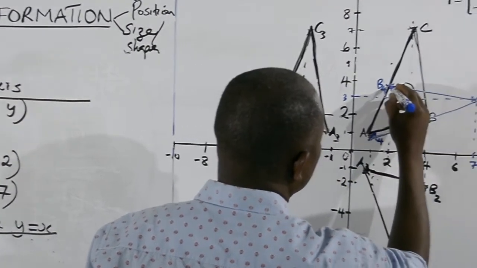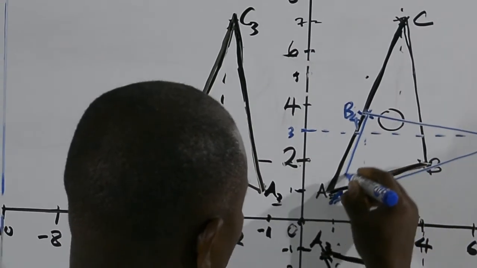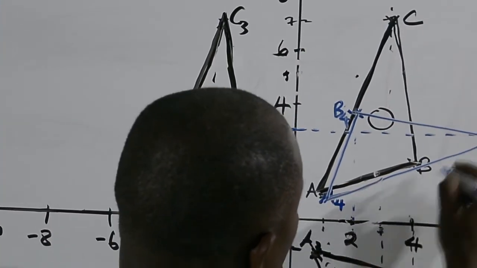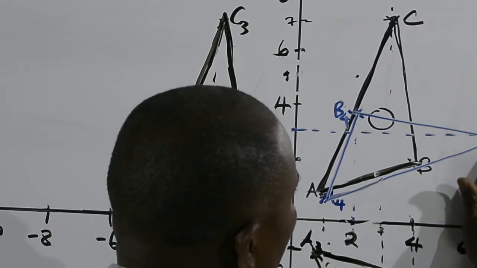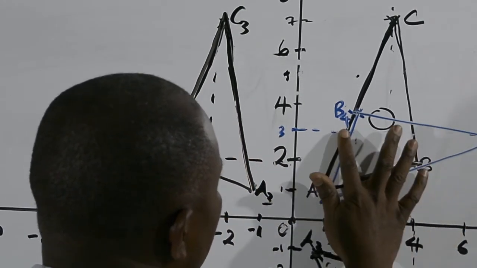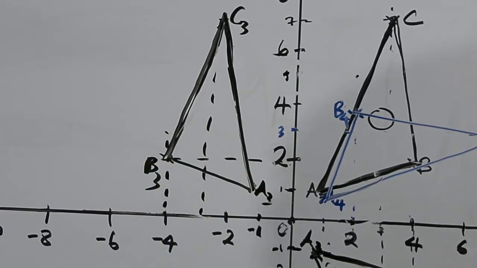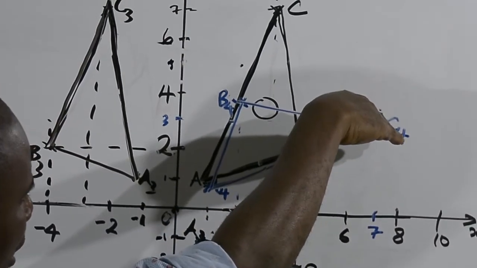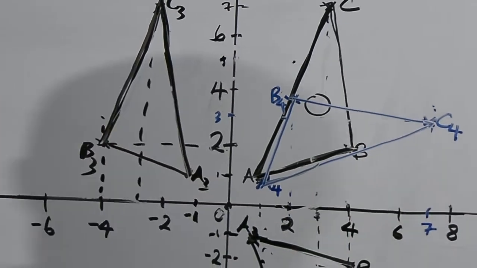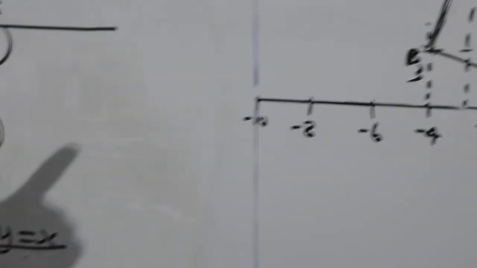So you see the pattern there. You have seen that the blue image there is showing the reflection in the line y equals x. So you have seen that it has symmetrically divided that triangle. C4 came that way, and you saw how the B also ran the other way. So now it is reflection in the line y equals x.